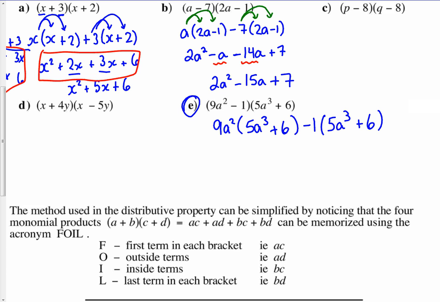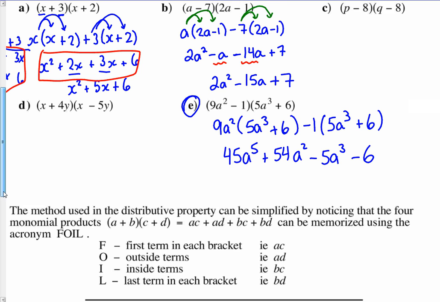So when you multiply, Marcus, what did you get when you multiplied 9a squared times 5a cubed? Put it down, please. 45a to the fifth. Good. And then plus 54. Then I got 5a cubed. Good. And then minus 6. Is there any like terms here?